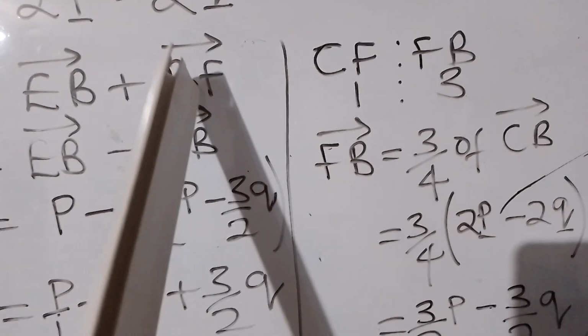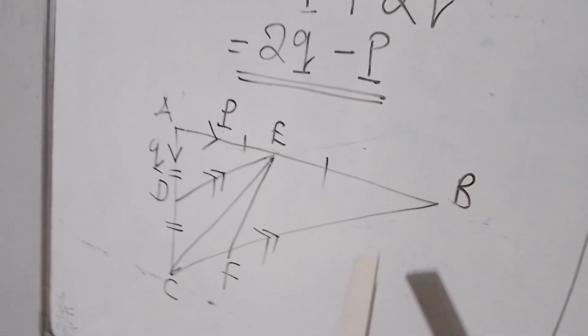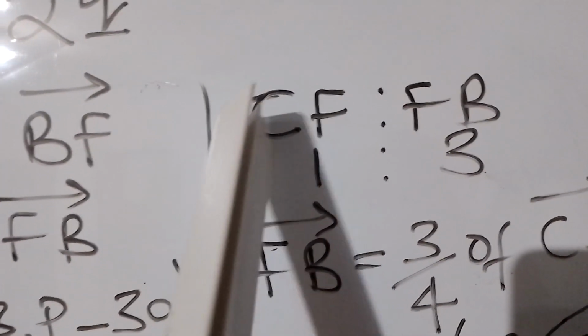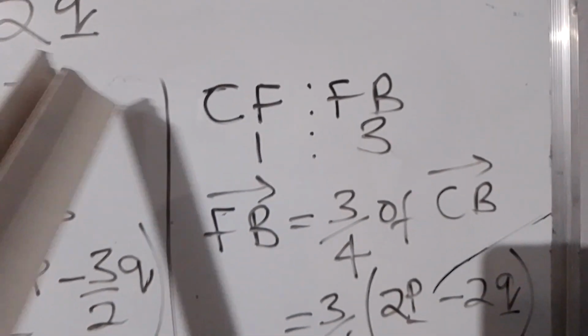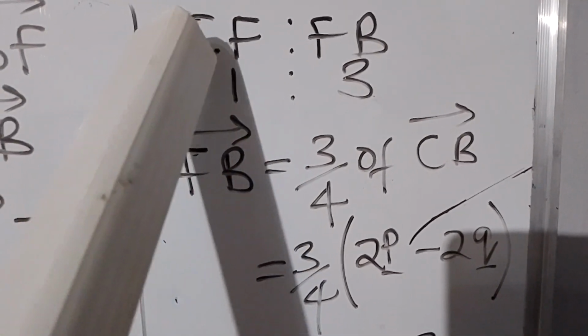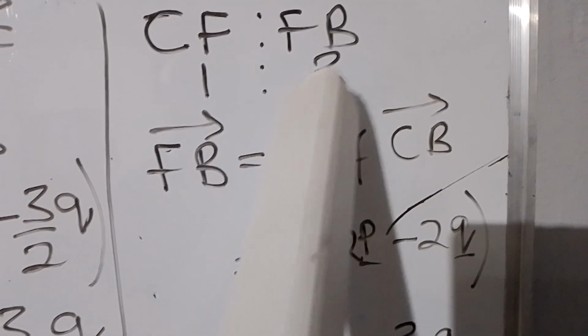So now, what is our BF? When you look at it on the diagram, BF is the opposite of FB. And on the ratio here, we have been given that the distance from C to B, the whole of this length CB, its ratio is 4. That's the total. But it has been split whereby they've given that CF is 1 and FB is 3.